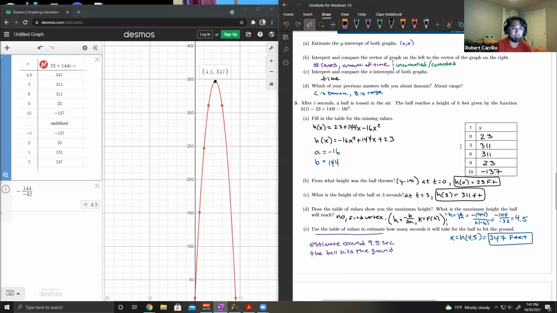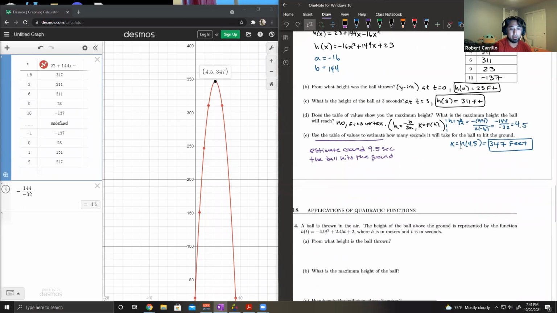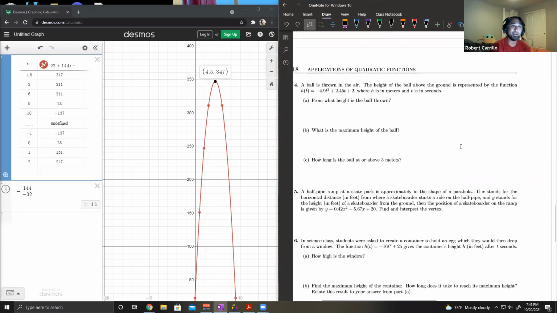Okay. Next. Another ball is thrown into the air. Can we get more creative with these? All right. A ball is thrown in the air. The height of the ball above the ground is represented by the function h of t equals negative 4.9t squared plus 2.45t plus 2, where height is in meters and t is in seconds. So A, from what height is the ball thrown?